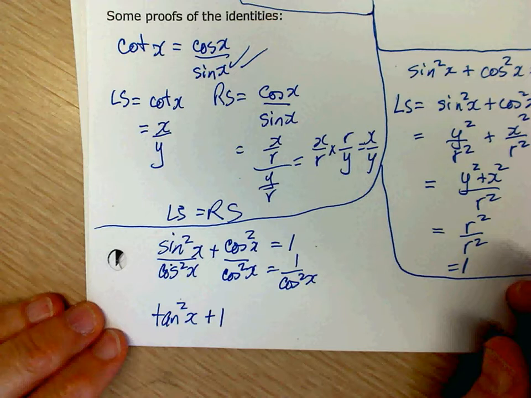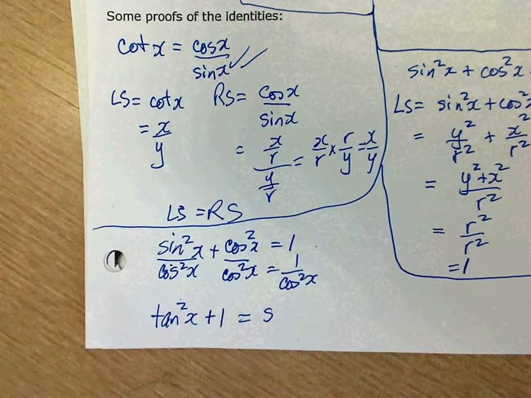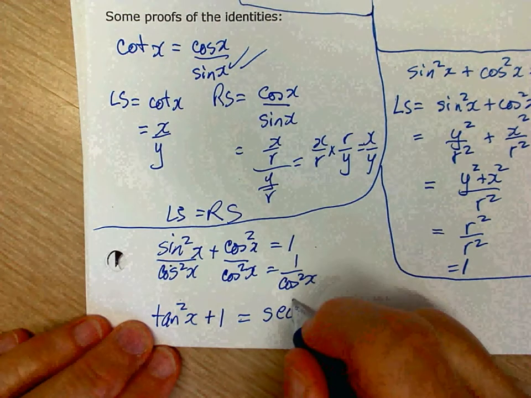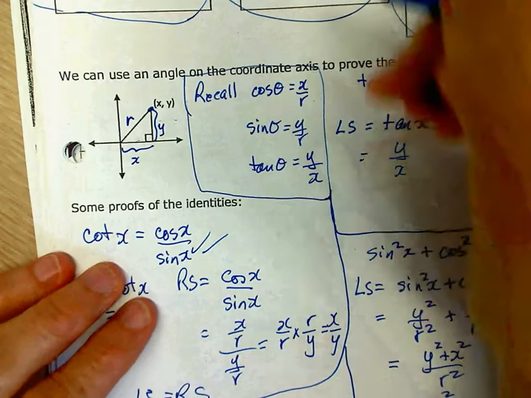is equal to, what's 1 over cosine squared x? Secant squared x. Do you see how we got that? I didn't prove it, I just derived it, okay?